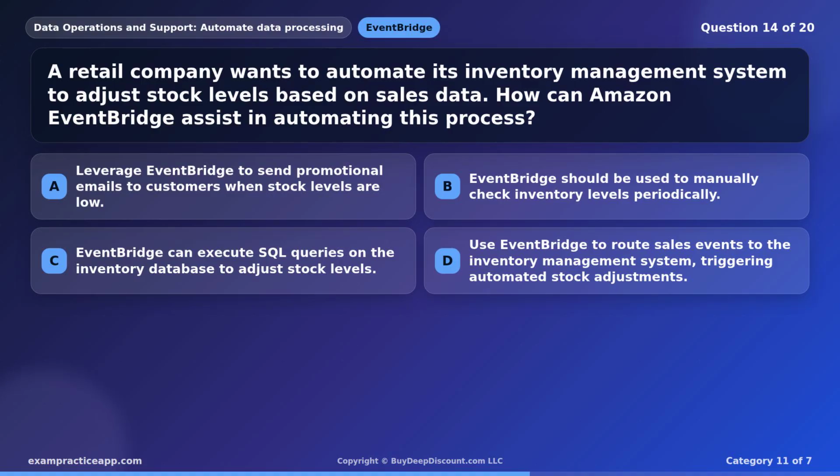Explanation: Amazon EventBridge can automatically route sales event data to the inventory management system, enabling it to trigger stock adjustments based on real-time sales activity. This automation streamlines inventory management, ensuring stock levels are appropriately adjusted to meet demand without manual intervention.